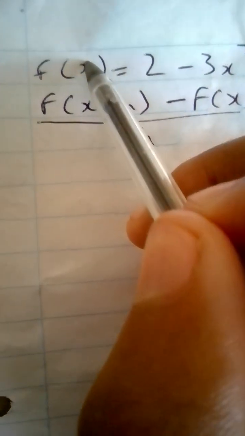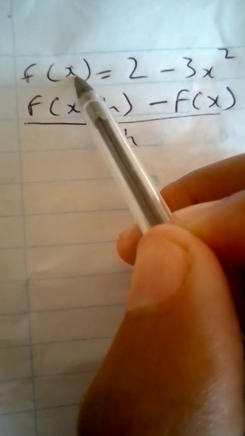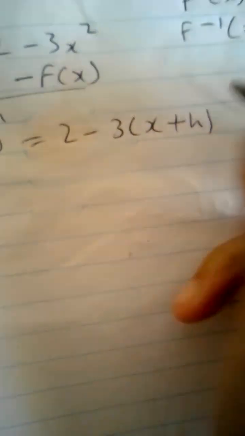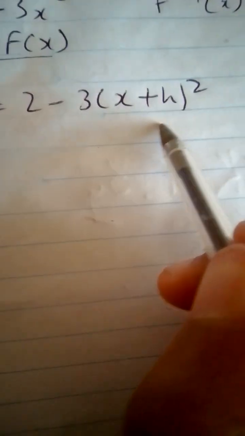So we have f of x, and wherever we see x, we have to put x plus h. So this is how it's going to be. F of x plus h is equal to 2 minus 3 into x plus h all squared. Okay, this is how it looks. So now I'm going to take this and put it into my formula here. Remember, this is f of x plus h, and this is f of x plus h. This is how it looks.